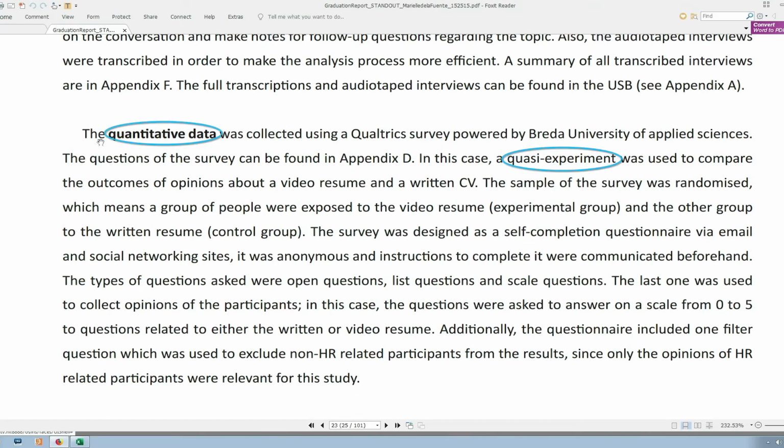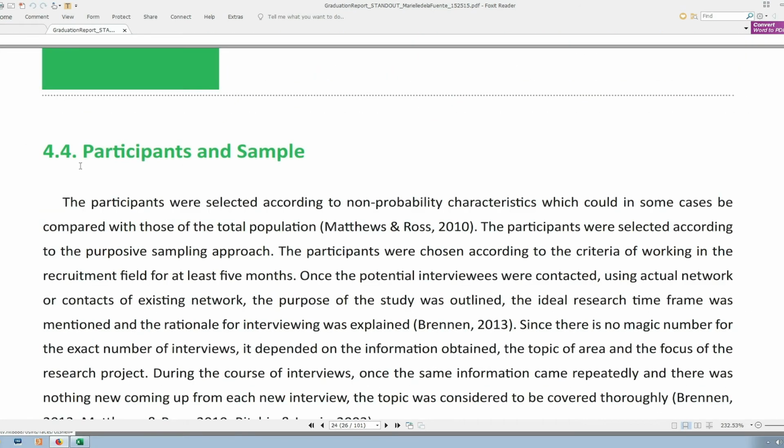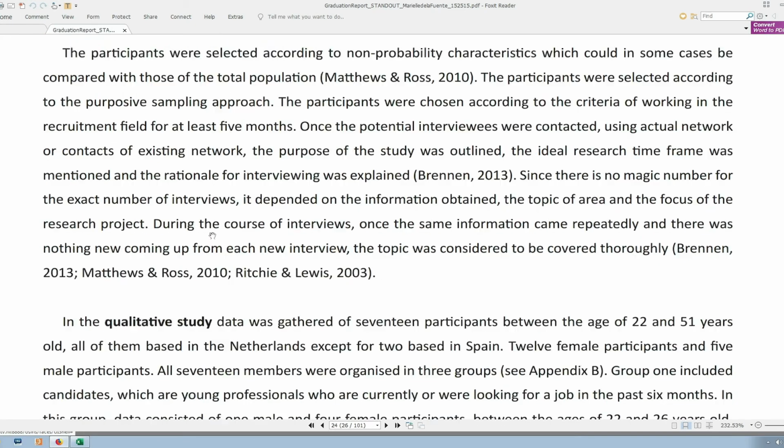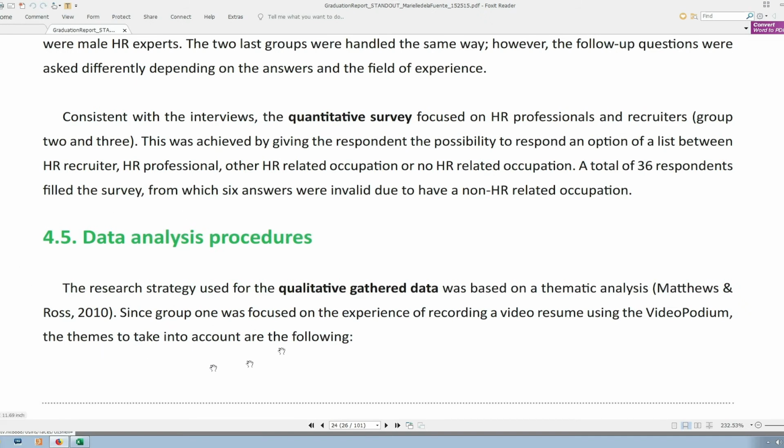For the quantitative data, a quasi-experiment was used. It was designed as a self-completion questionnaire, and at the end it would have been tested to compare the experimental group against the control group. The next part is the setting for the data collection in both situations. She discusses also the participants and the sampling, and of course the data analysis procedure.